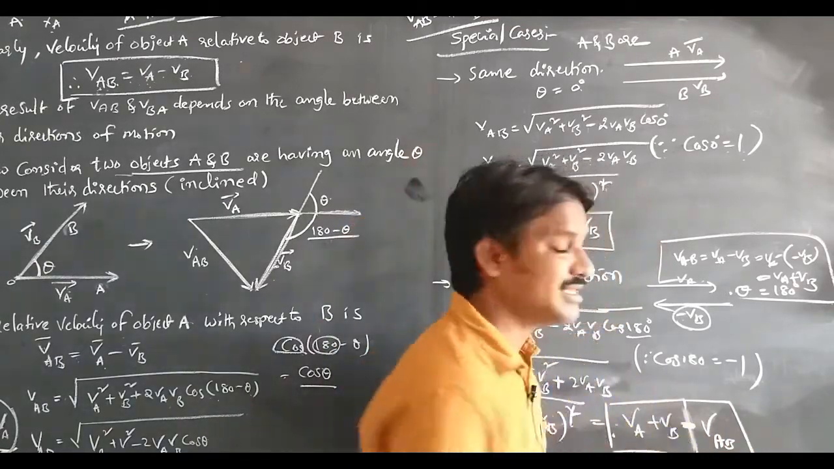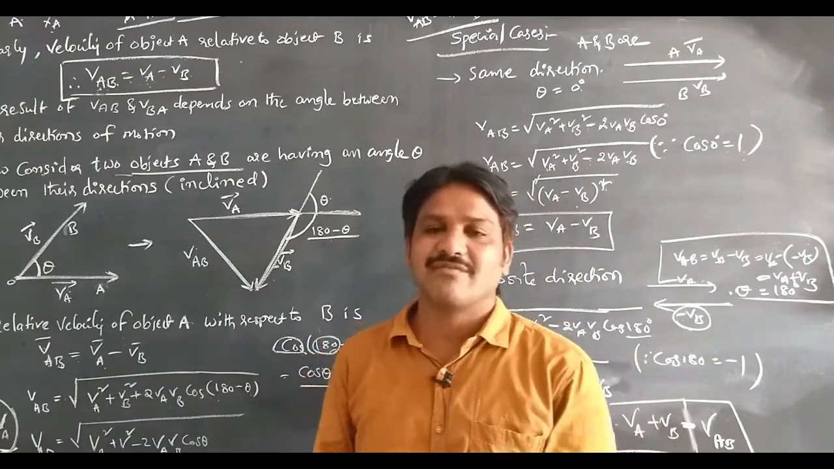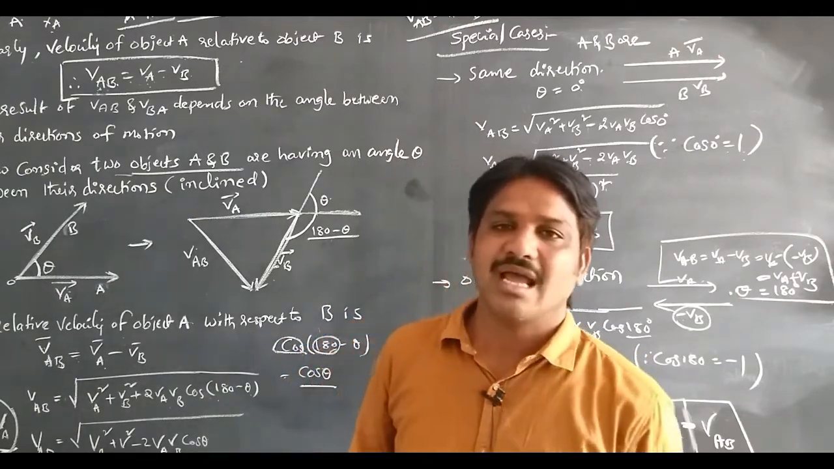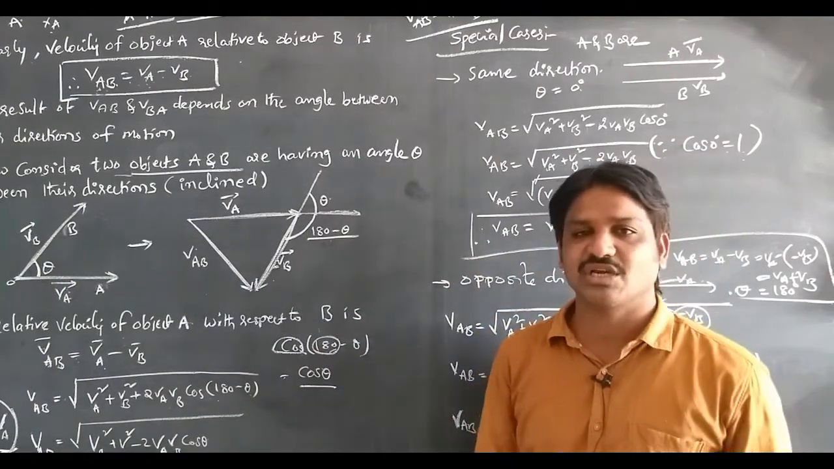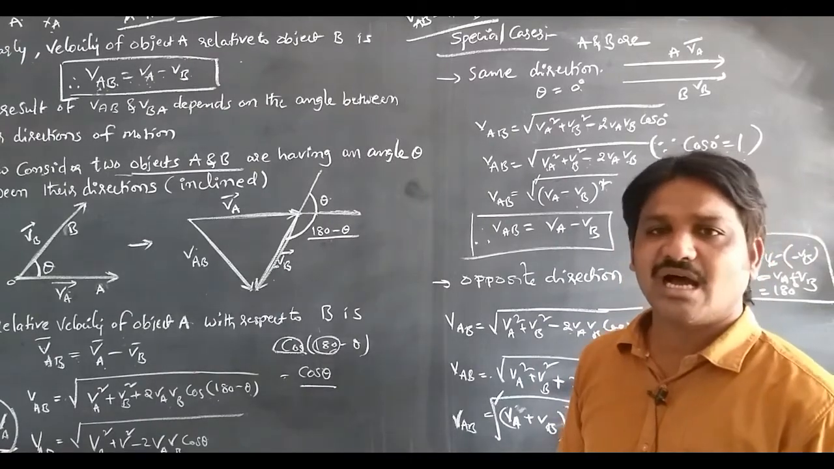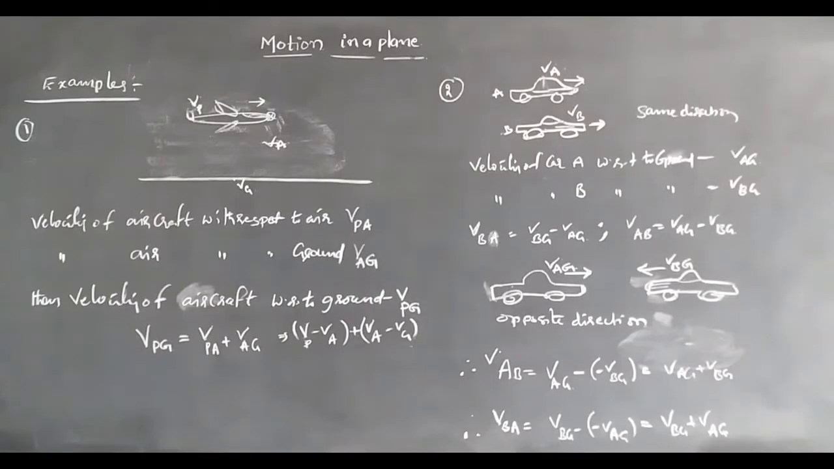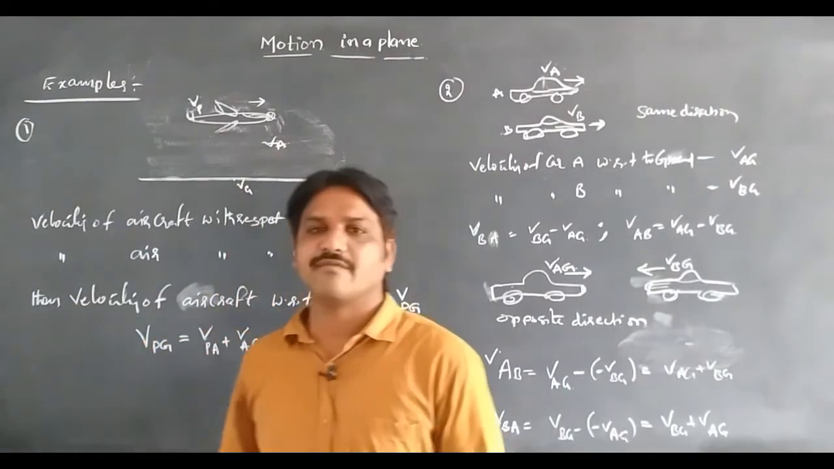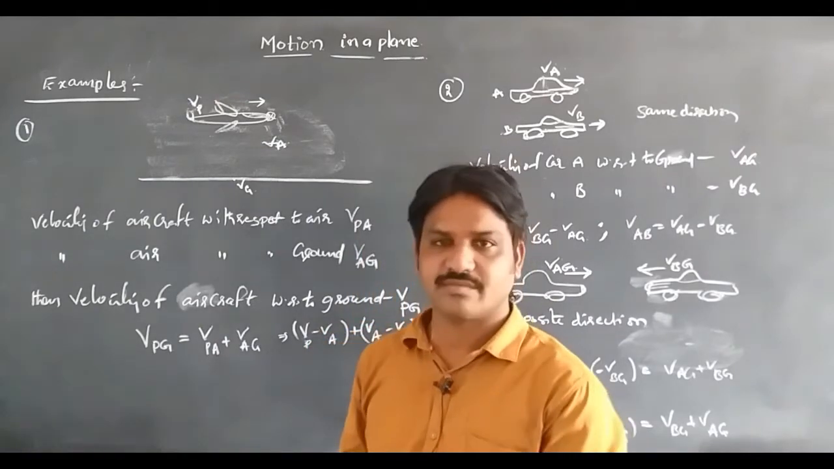So that's why it is clarified that the value depends on the angle between the objects in the direction of motion. This is about relative velocity. Let's see the applications of relative velocity. Two examples of relative velocity we are going to see for a better understanding of the concept.